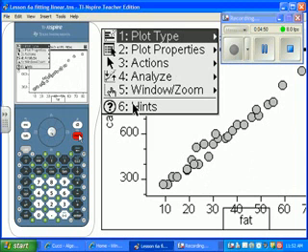Hit your menu button. Can it be a thick line? It's going to give you only one line option. I guess it can't be. Okay. We can't put a huge line that touches everything. It's just going to be one line.